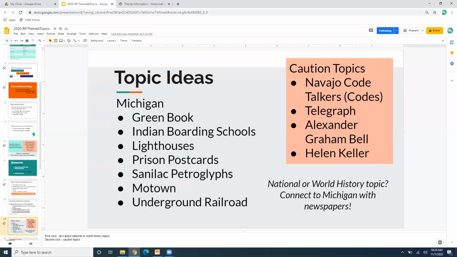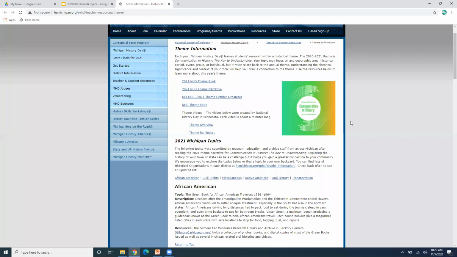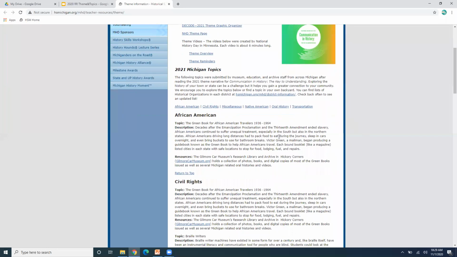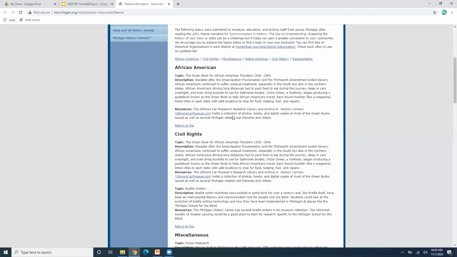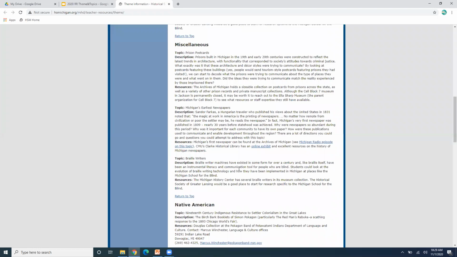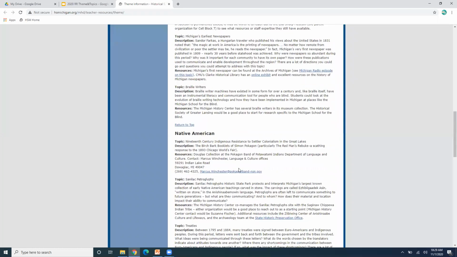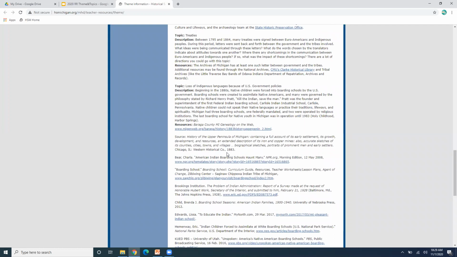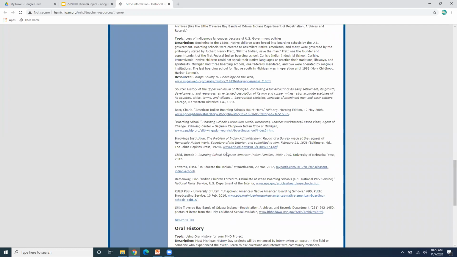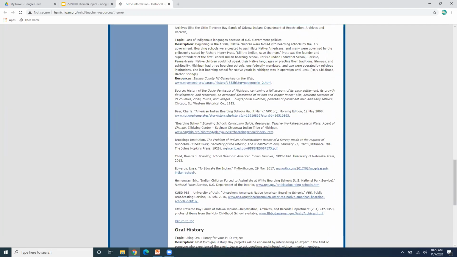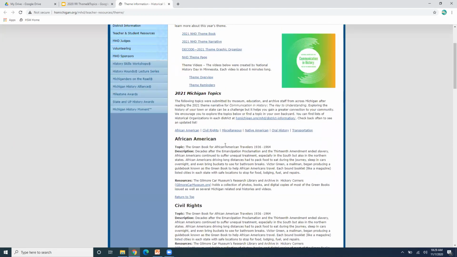I do want to look at that theme information page that we have on the website. We do have some ideas on here, and a lot of those are the ones I've discussed, but they also have examples for resources. So for the prison postcards, you can find the resources here. Rail Riders is one that was on there. For Native American topics, we have the petroglyphs, treaties, and also some information about the loss of indigenous language because of US government policies. So there's some good information and some good ideas that you can take a look at if you'd like to do a Michigan topic.